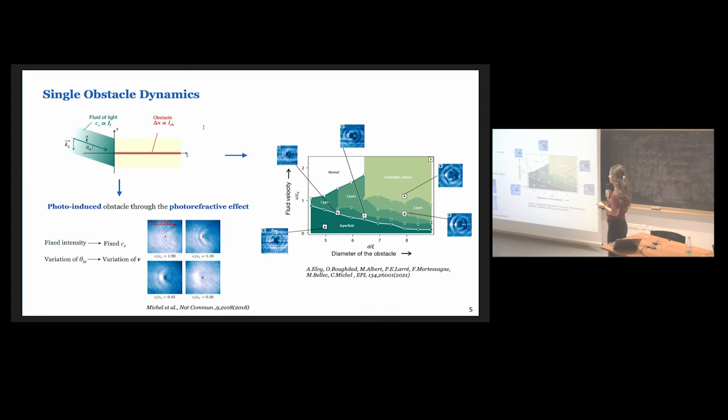After that, my group was also interested in exploring a different regime, for example turbulence, and this was feasible just by changing, for example, the diameter of the obstacle along with the fluid velocity.